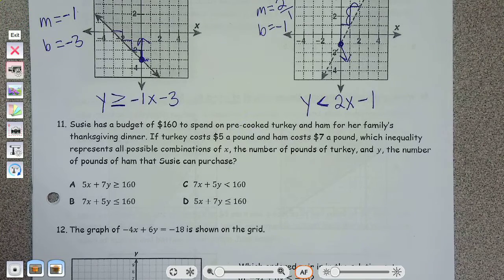to spend on pre-cooked turkey and ham for her family's Thanksgiving dinner. If turkey costs $5 a pound and ham costs $7 a pound, which inequality represents all possible combinations of X, the number of pounds of turkey?